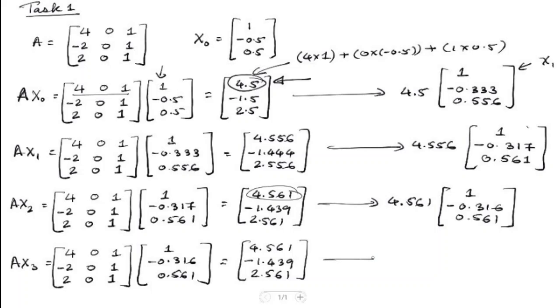So again, we'll take out the common as 4.561, giving us 1 here and minus 0.315 and 0.562. So we can see it's converging now here. Let's do one more step.